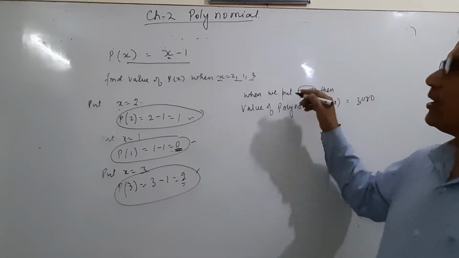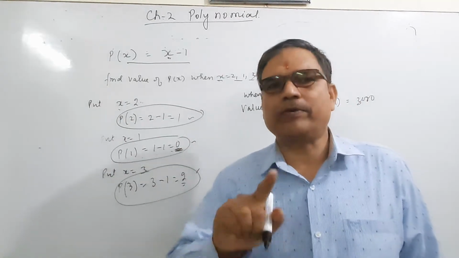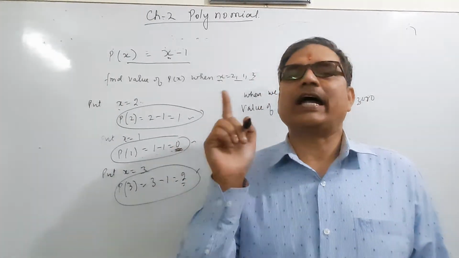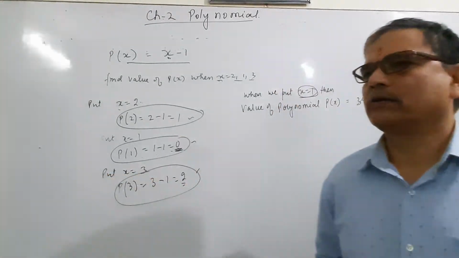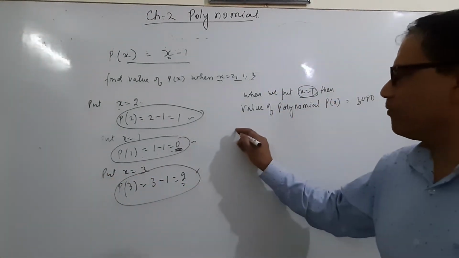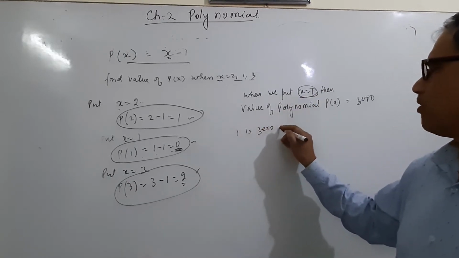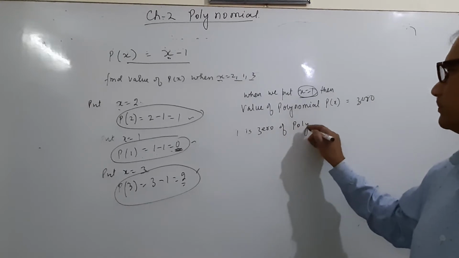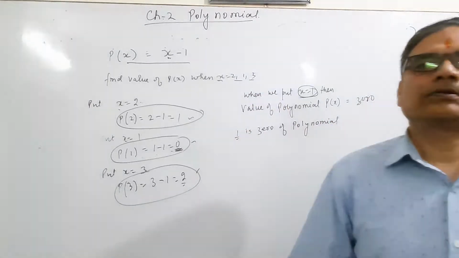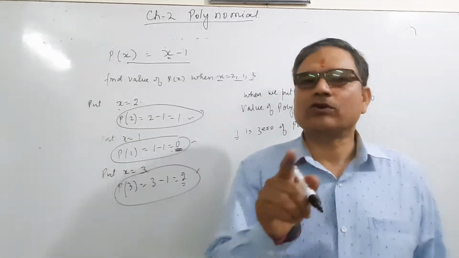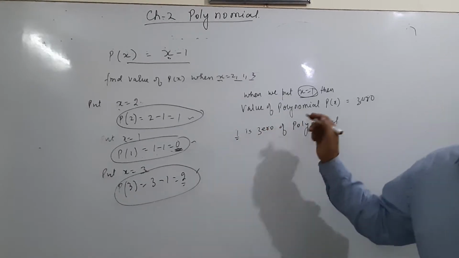It means when we put any value of x, if the value of the polynomial is 0, then that value of x is the zero of the given polynomial. Then we can say 1 is the zero of the polynomial. Here we put the value of x equal to 1, then P(x) is equal to 0, so 1 is the zero of the polynomial.